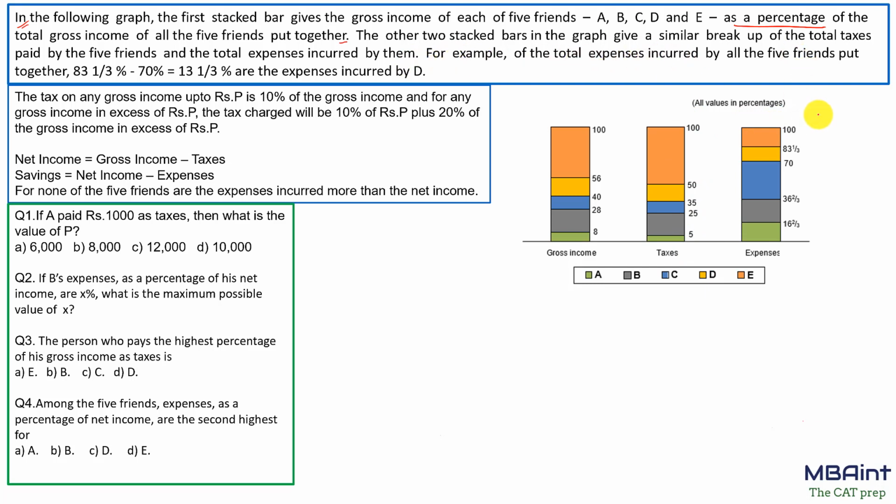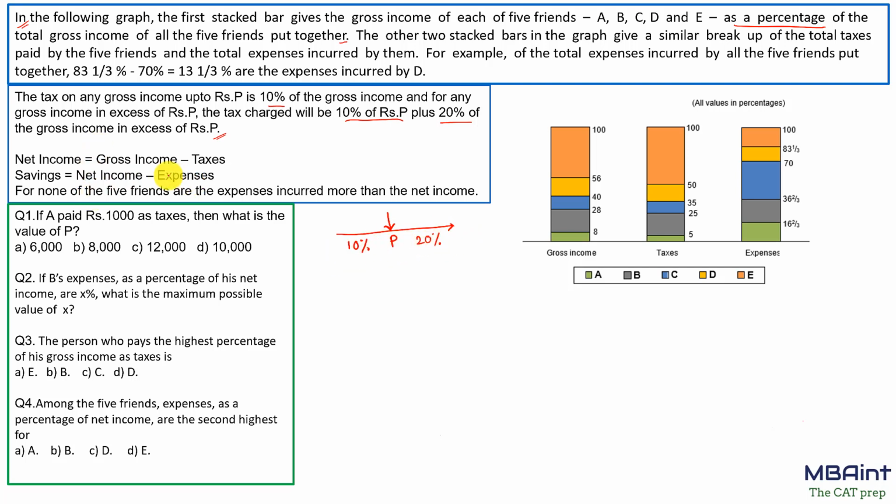Now this is just the explanation of how to interpret the data. Further, the tax on any gross income up to rupees P is 10% of the gross income, and for any gross income in excess of rupees P, the tax charged will be 10% of rupees P plus 20% of the gross income in excess of P. So this is very easy to understand, and this is how the tax is taken. Let's suppose this is the income line, and up to rupees P, the tax charged is 10%, and on the income after rupees P, the tax charged is 20% on the excess of P. Hope this is clear.